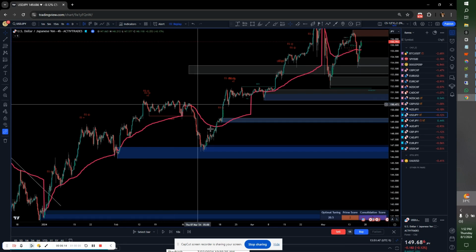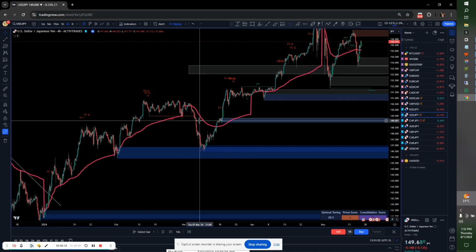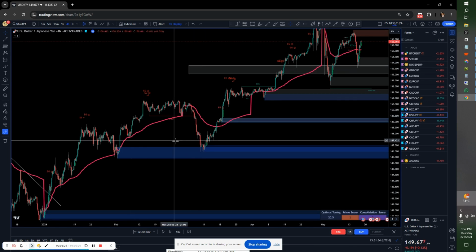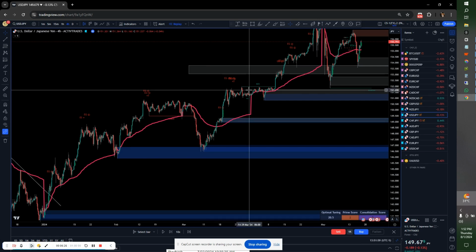So then what would I do? Okay, I look at this, it breaks the structure here, and it goes down and breaks down the VWAP. Boom, I would enter short. But what happens is it's going to go up again. So I realized that VWAP alone is also not a good indicator.